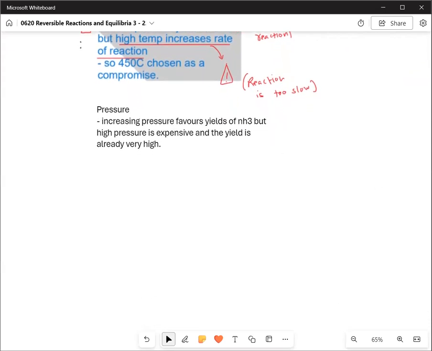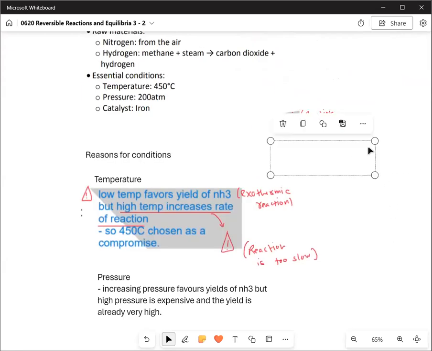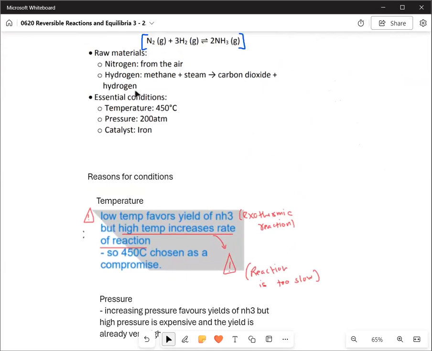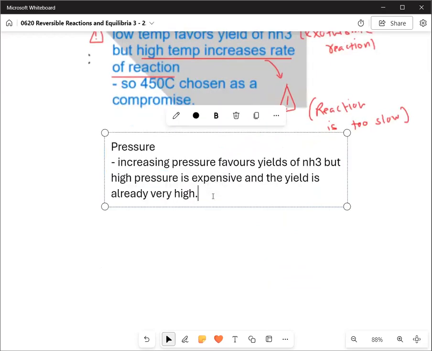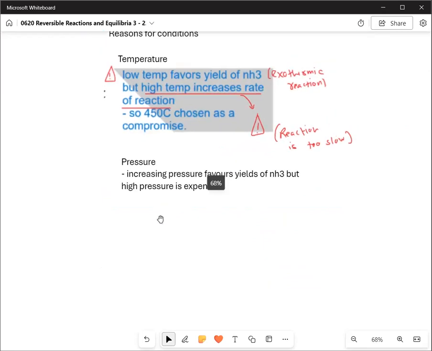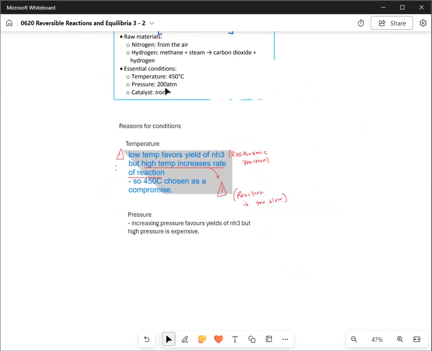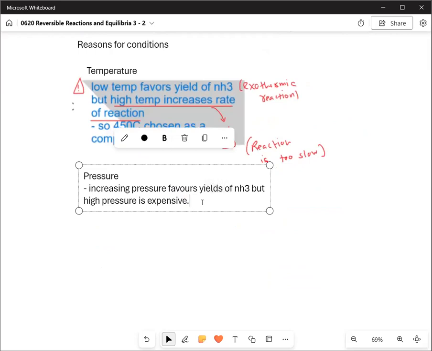Wait. It's 200 atm. It's not a low pressure, is it? No. We made a small mistake. We're using 200 atm, okay? So the yield is not high, just this much. That was a different reaction. We're using 200 atmospheric pressure because we want to increase the yield. That's it. So 200 atm is a compromise.